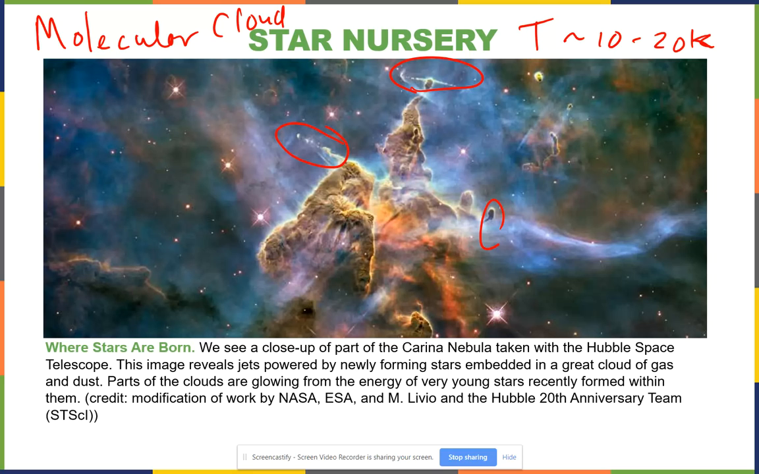The average density in space is 1 atom per centimeter cubed. And here it might be 100 times that density, which is still virtually a vacuum. On Earth, we'd say, wow, there's nothing there.